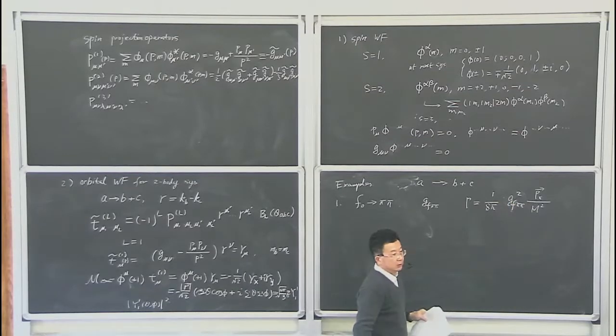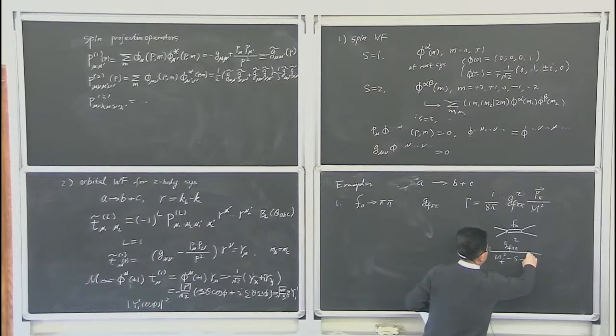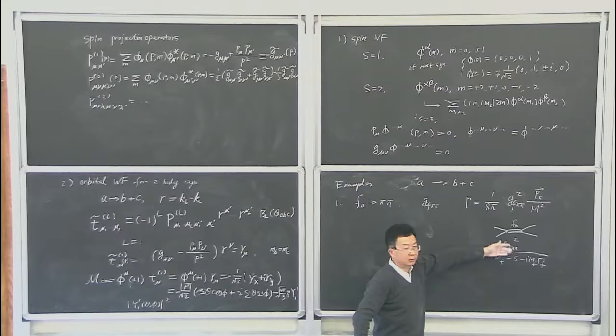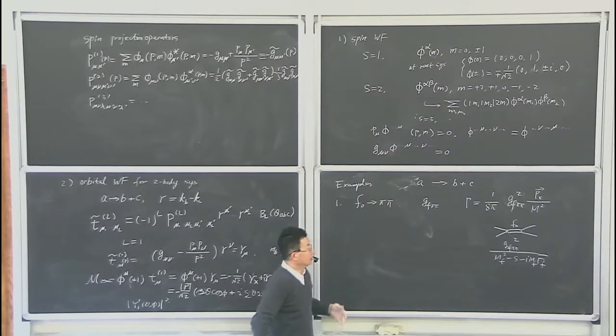Later on, if you study different processes like this, you can easily write this G sigma F pi squared M F. After you know the one-body decay width, you can get the two-body scattering through this resonance. That's the most simple case.